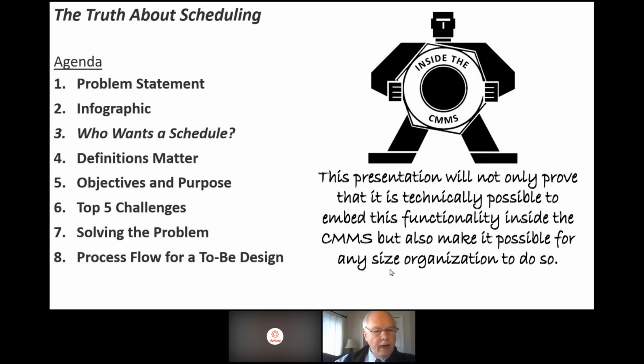And I've identified, in my opinion, the top 5 challenges, and I'm going to address each one of those, solving the problem. And then at the end, I'll have a complete start to finish process flow, illustrating the different type organizations size-wise and how they would approach this solution. So this presentation will not only prove that it's technically possible to embed this functionality inside the CMMS, but also make it possible for any size organization to do so. Your only requirement is to have a CMMS.